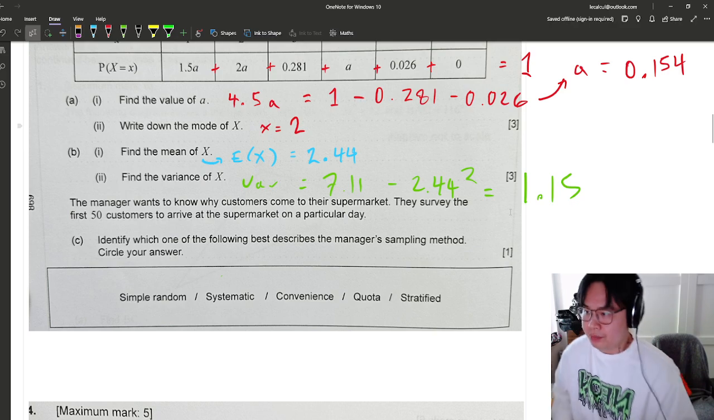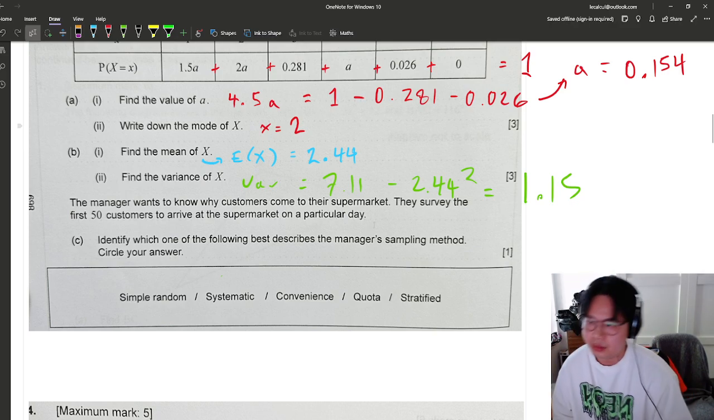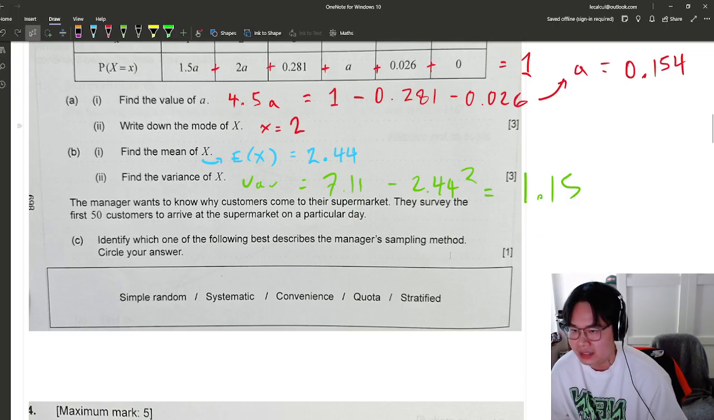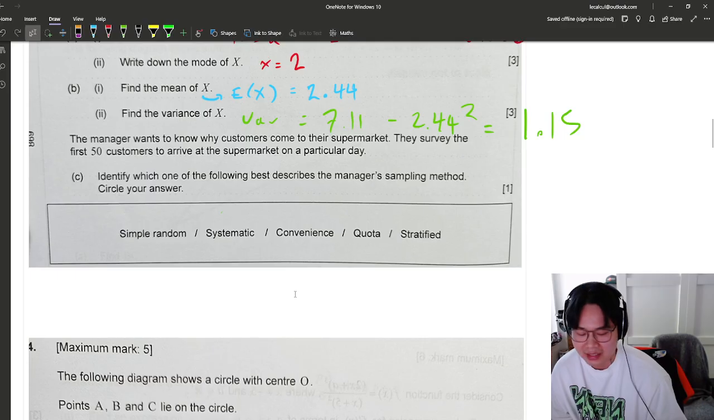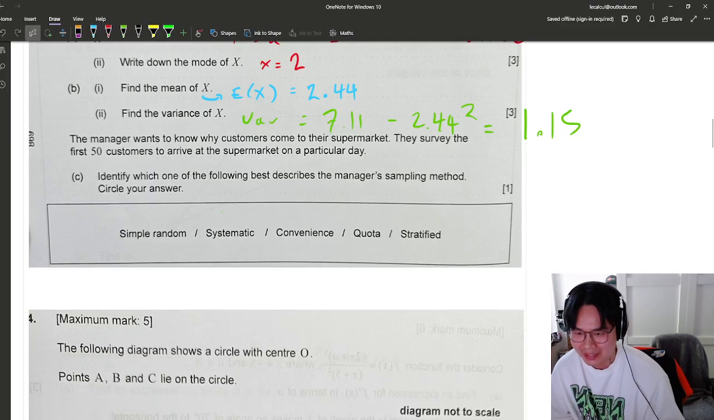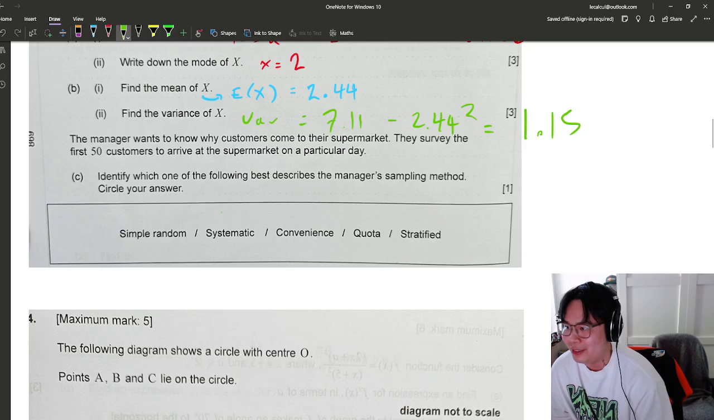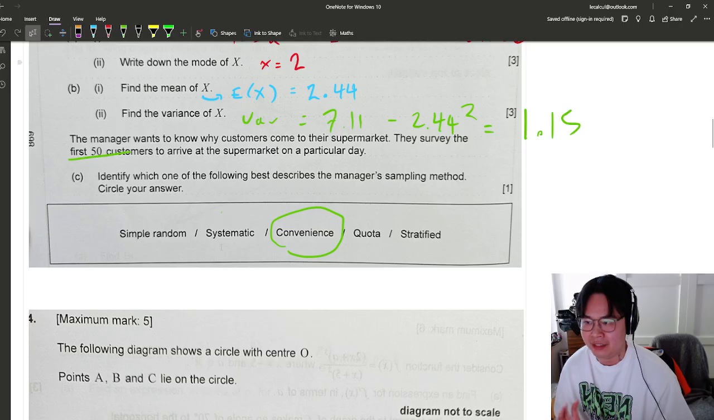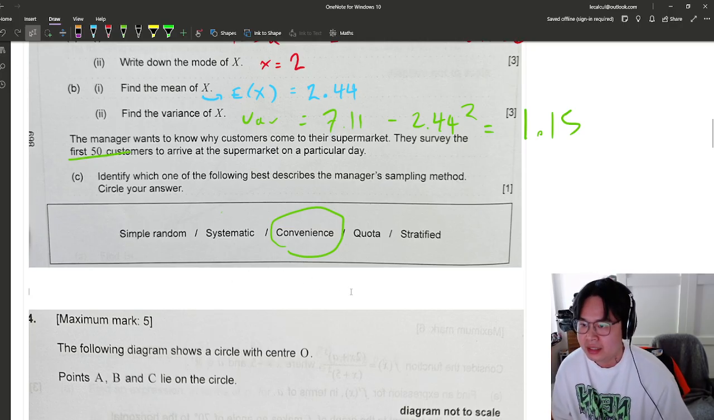Okay, next up. A customer wants to know something, blah blah blah. They survey the first 50 customers. Which of the following best describes the sampling method? I've never seen them ask about sampling method. But you're asking for the first 50 customers, so that's literally a convenience sample. It's the easiest thing for you. Simple random means you're randomly selecting customers. Systematic means that you have a system, you follow an interval, like every 5th customer that enters the store you ask. Quota, I don't know what quota is.